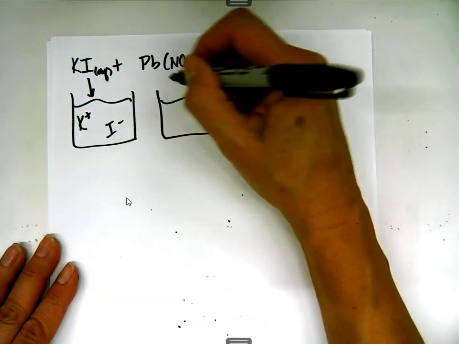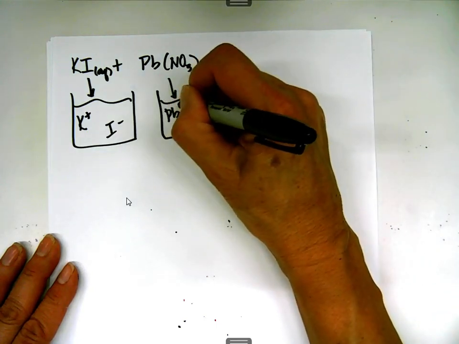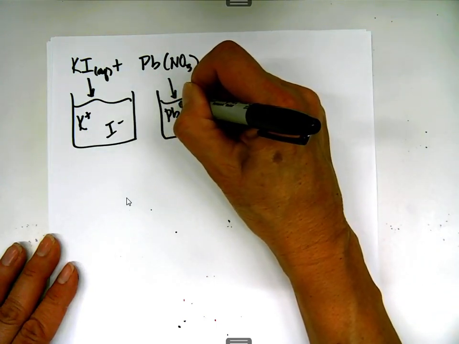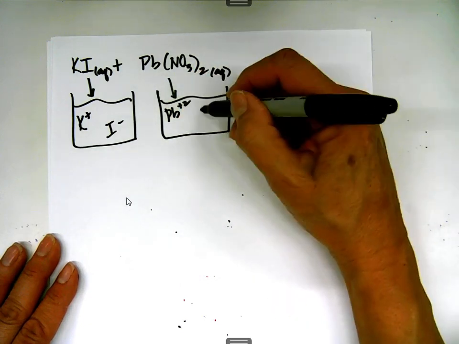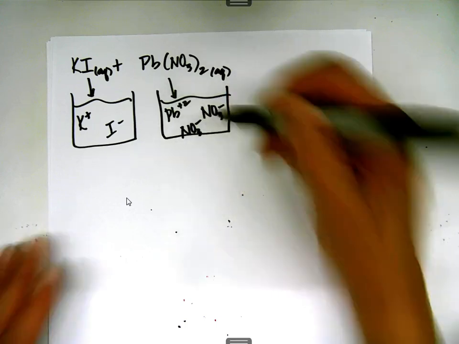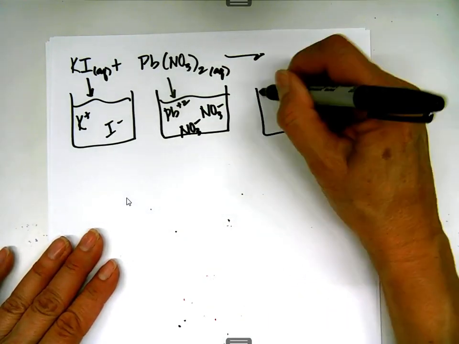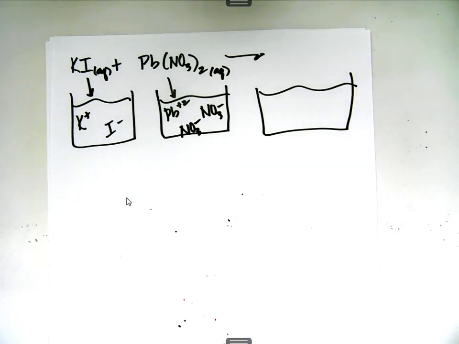In my other solution of lead nitrate, what kind of ions am I going to have? Lead ions, with what kind of charge on the lead ions? +2, and what else? Nitrate polyatomic ions in a ratio of 2 to 1. Right? I put these together in one big container. What are the potential products that might come out of this double replacement reaction?